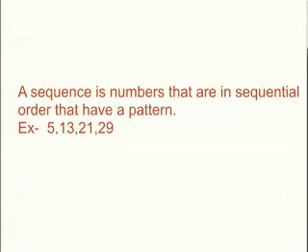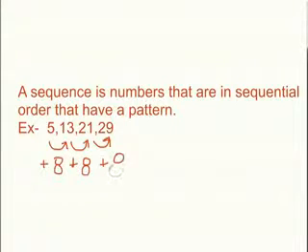So I made an example for you. I have 5, 13, 21, and 29. These numbers all have a pattern. Let's discuss what that pattern is. From 5 to 13, 13 to 21, and 21 to 29, there's something going on. What pattern do you notice? From 5 to 13, we are adding 8. From 13 to 21, I am also adding 8. Then from 21 to 29, I added 8. So this is considered a sequence because there's a pattern going from one number to the next.